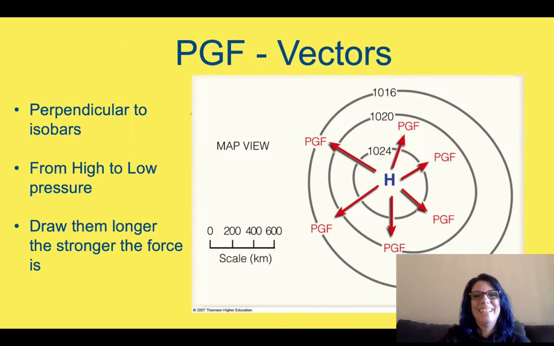All right, so we were talking about vectors, right? These lines that show magnitude and direction. Like I said, they're going to be perpendicular to these isobars, so they can go straight through. They go from high to low pressure, and you're going to draw them longer the stronger the force is. So you see over here where these isobars are not very close together, the line is shorter. But over here where the isobars are closer together, you draw it longer because the force is greater.